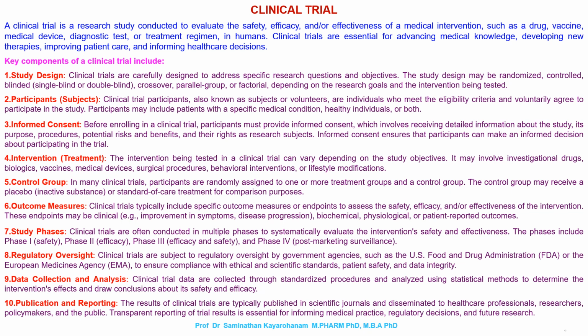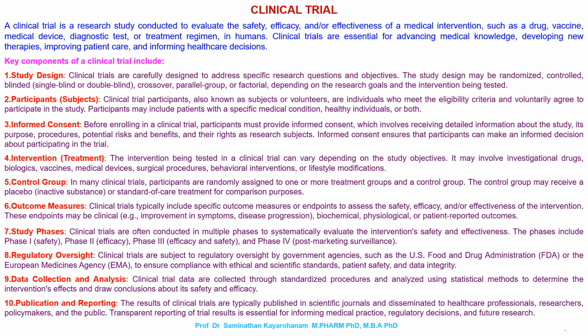Outcome measures. Clinical trials typically include specific outcome measures or endpoints to assess the safety, efficacy, and/or effectiveness of the intervention. These endpoints may be clinical, for example, improvement in symptoms, disease progression, biochemical, physiological, or patient-reported outcomes. Study phases. Clinical trials are often conducted in multiple phases to systematically evaluate the intervention's safety and effectiveness. The phases include Phase I, safety, Phase II, efficacy, Phase III, efficacy and safety, and Phase IV, post-marketing surveillance.